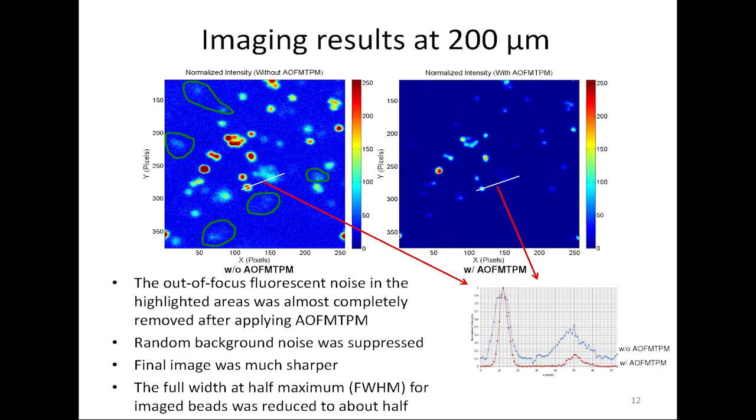The figure at the bottom right illustrates the cross-section along each image along the white lines, and it shows the full width at half maximum. So with my method, the full width at half maximum was reduced to half, meaning that we can better resolve the images using my method.